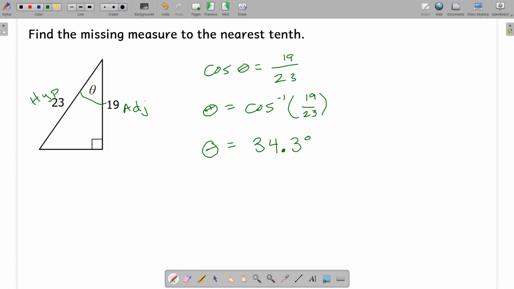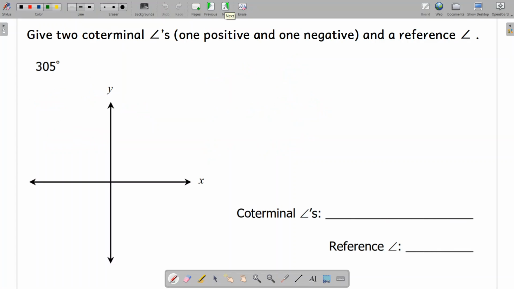So let's talk about angles. Okay, so we are given an angle of 305 degrees. Before I do anything else, I'm going to stop and sketch that angle. Now remember, positive angles go counterclockwise. So this one is going to end about right here. That's 305 degrees. And I need a positive and a negative coterminal angle.